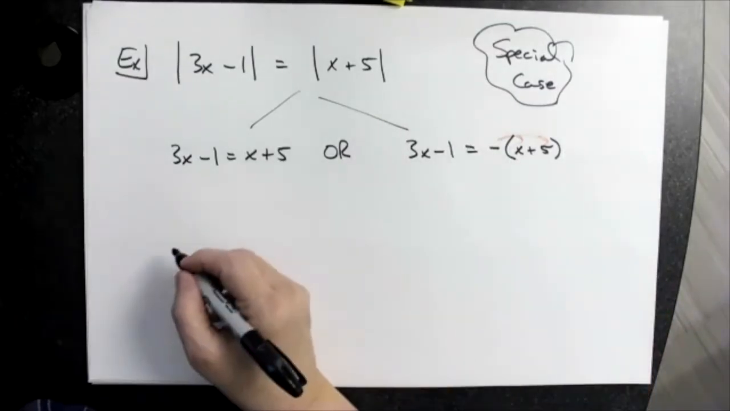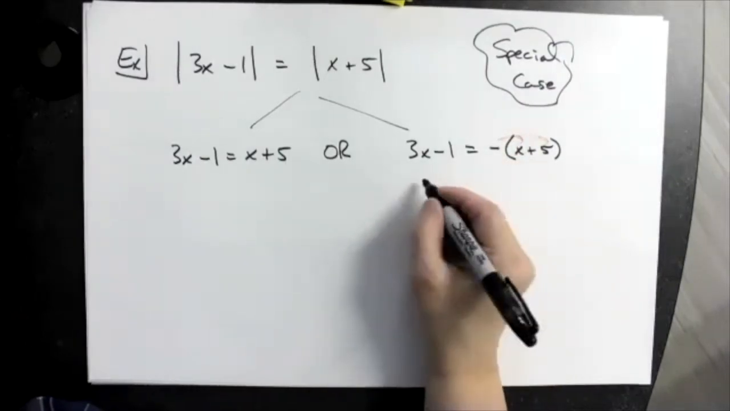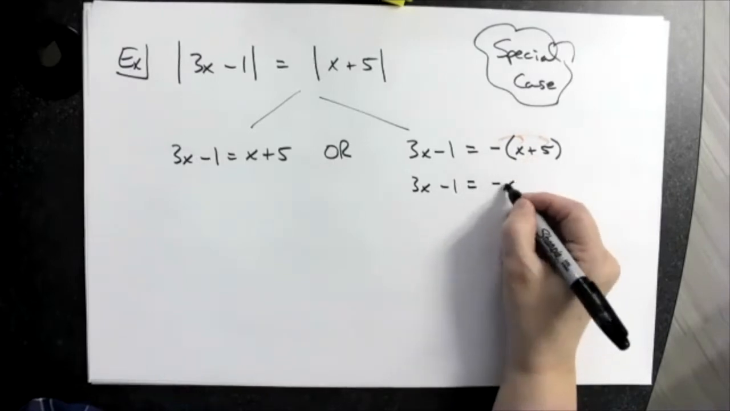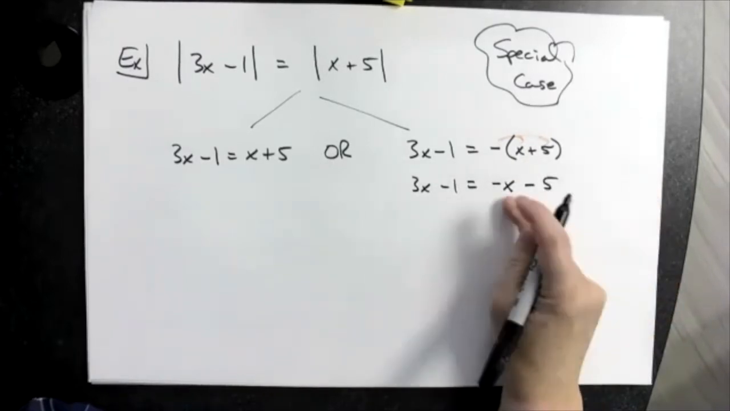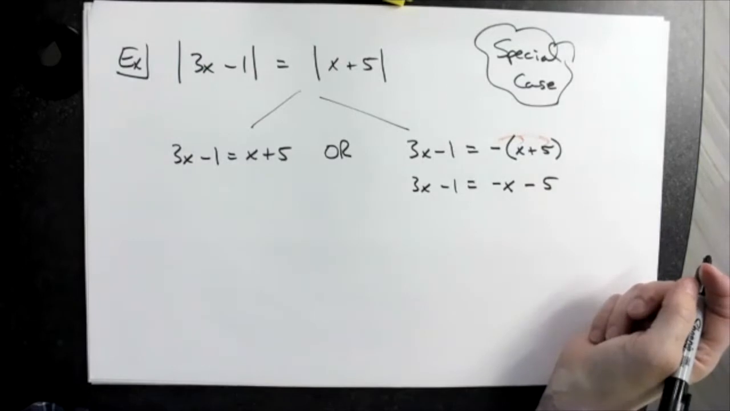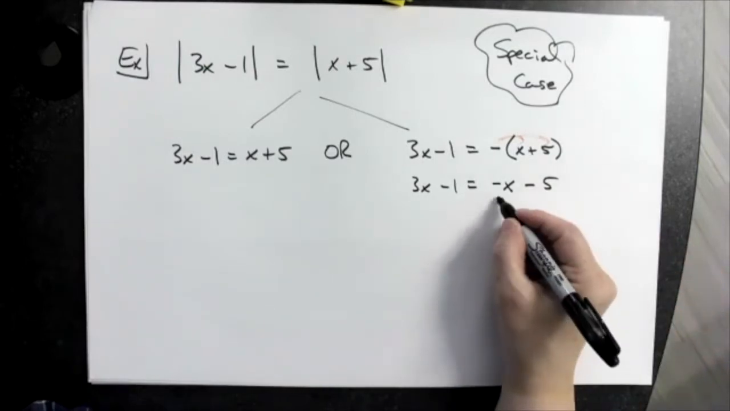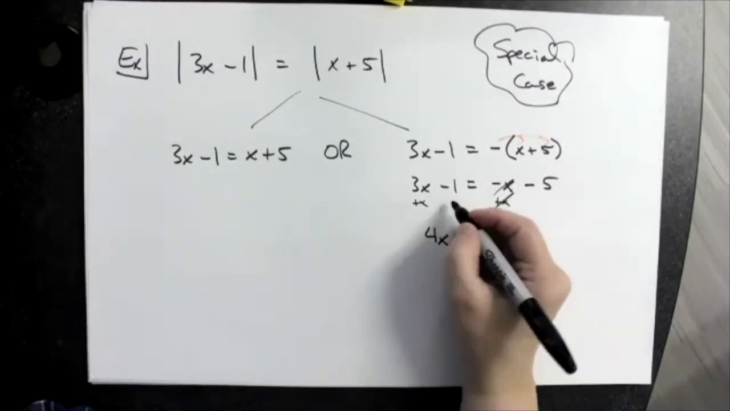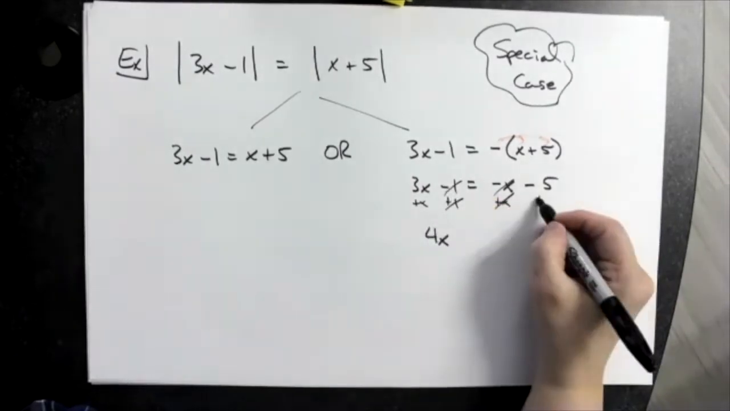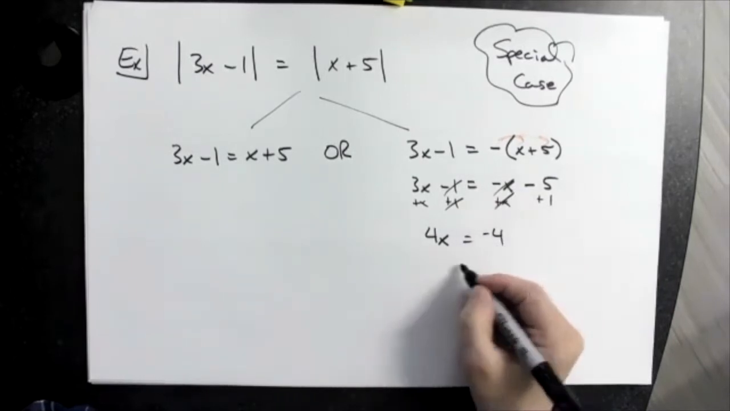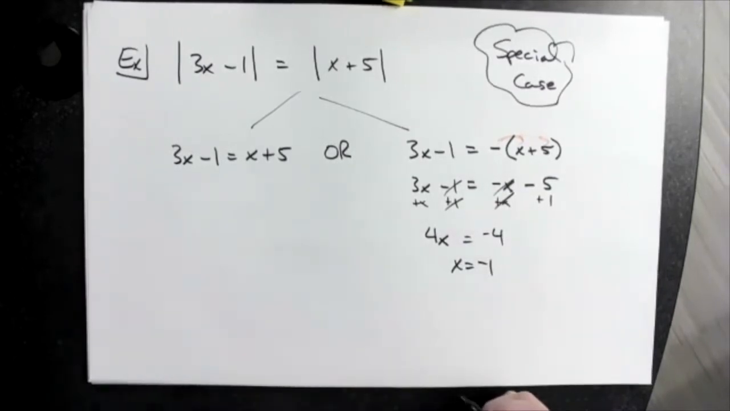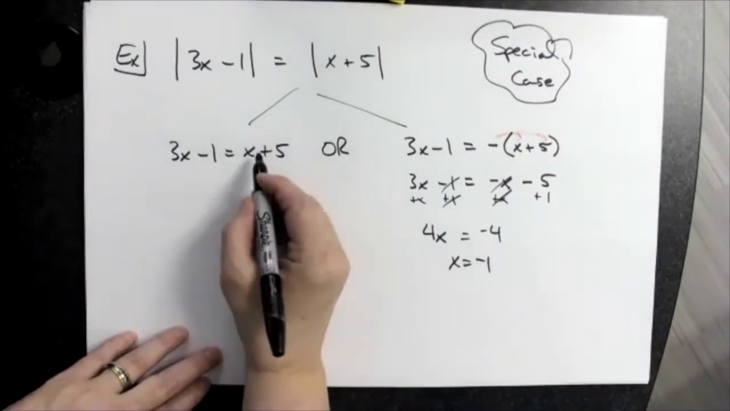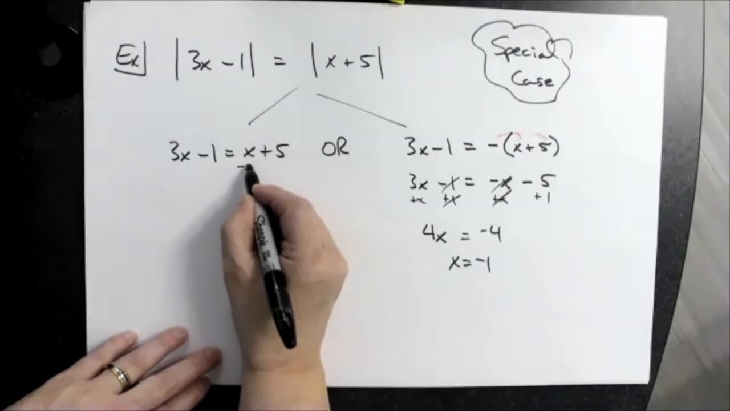Let's go ahead and finish this side since we're talking about this one. 3x minus 1. This becomes a minus x minus 5. I needed the opposite of both of them. Here I'm going to add x to both sides, so that'll give me a 4x. I'm going to add 1 to both sides. So 4x equals negative 4, as long as I didn't make a mistake there. This one over here should go relatively easy as well. Subtract x from both sides.